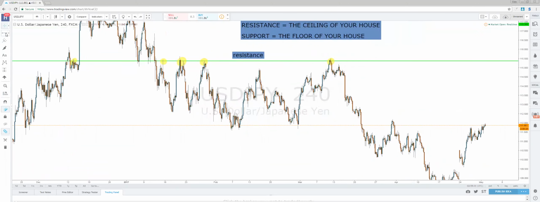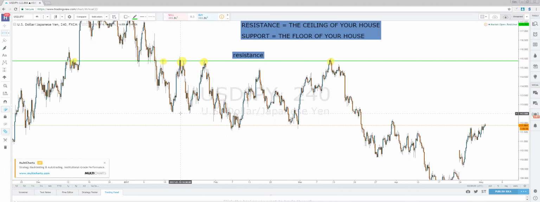What is support? Support is the opposite. Support is the floor. Same concept: for resistance you're connecting the peaks, for support you're connecting the bottom peaks. I can use the same area. Look here, I have one point here, one here, one here, one here. As you draw this enough, your eyes will get trained and you'll see this very automatically.